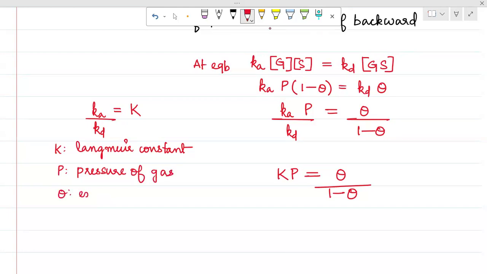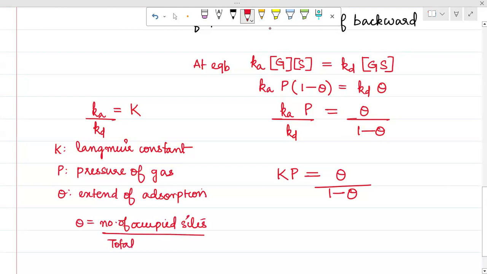Theta is the extent of adsorption. That is, theta is equal to the number of occupied sites divided by the total number of active sites. So this equation corresponds to the Langmuir adsorption isotherm. You call it Langmuir's constant, or you can call it the equilibrium constant.